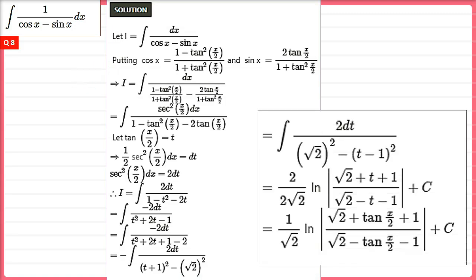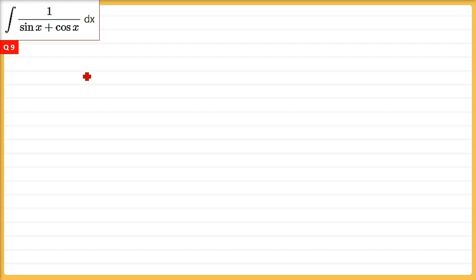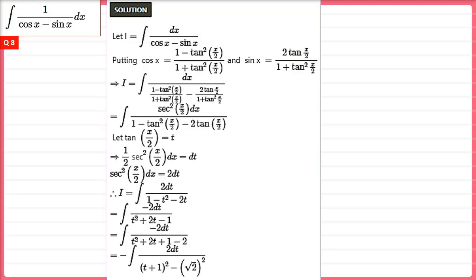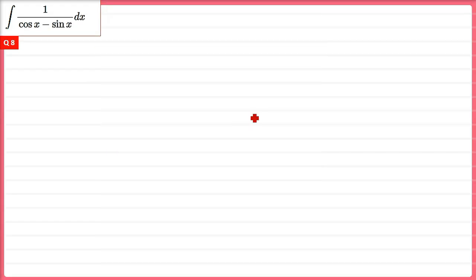So let me show you here. 1 by sin x plus cos x. I think this plus will be easier for you. So I am deciding that we will do this 1 by cos x minus sin x in order to better understand the previous question, which is simply 1 by sin x plus cos x. So the same scheme is going to be followed. Please remember.